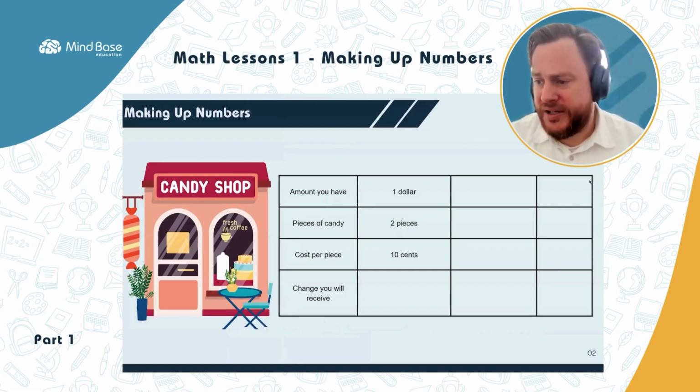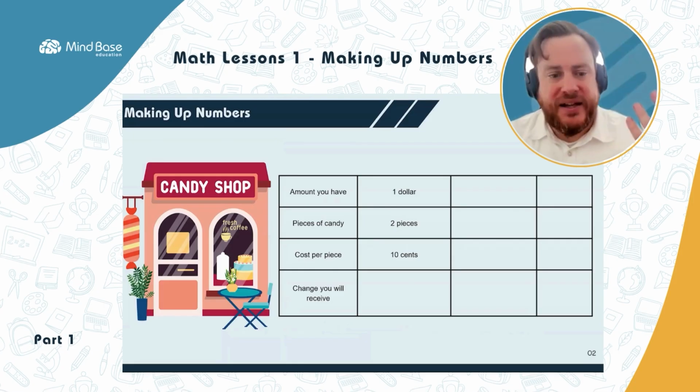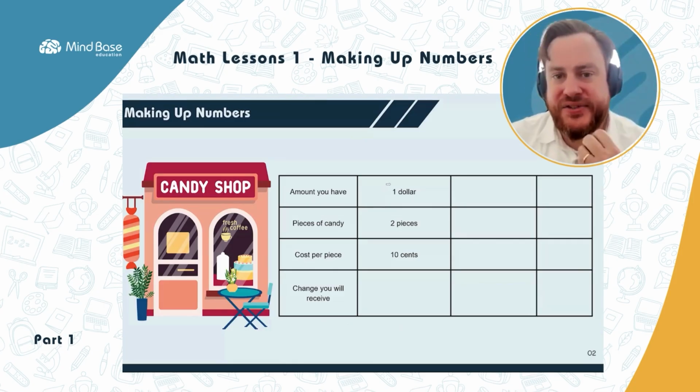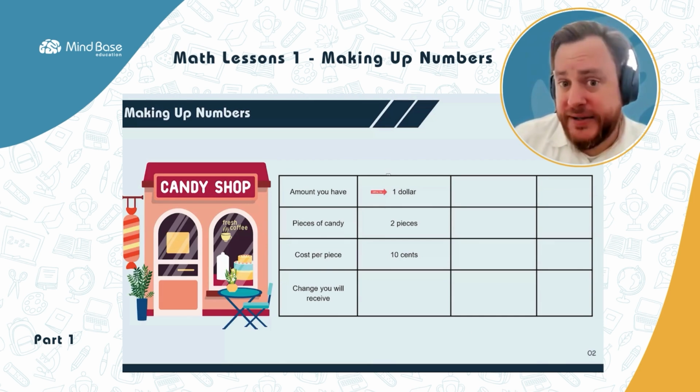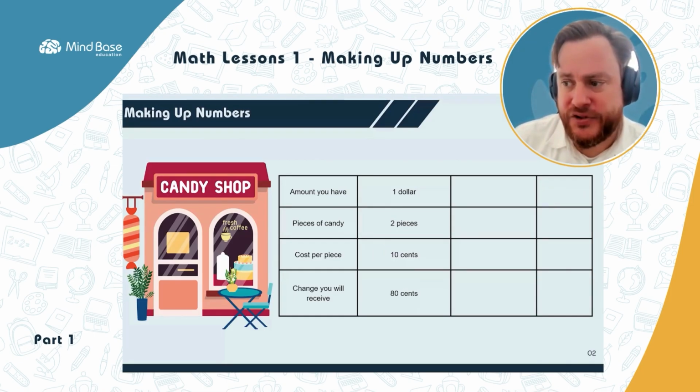So play along with me here. Whenever I start this lesson, I always start by saying, okay, I would like you to go to the candy store for me. I will give you $1. I would like you to buy 2 pieces of candy. Each piece of candy costs 10 cents. How much change are you going to come back with? So hopefully you said something like, well, I'll come back with 80 cents for change.